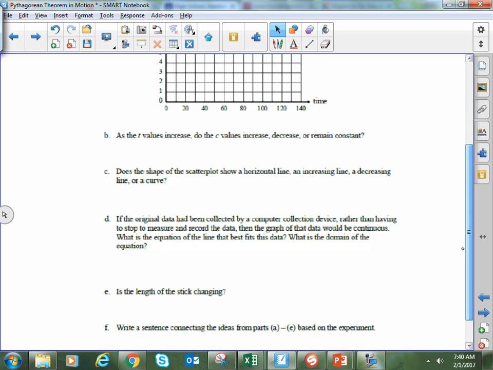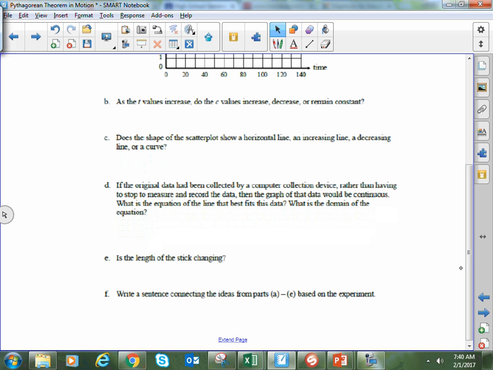Now moving down to the questions here: as t increases, do the values of C increase, decrease, or remain constant? Well, that remains constant. It's always 13 no matter where along the time frame that we're looking at along the x-axis. It's always 13. Well, what type of scatter plot do we show here? It's a horizontal line where y would equal 13, or really it should say where C is equal to 13, because we're looking at the side of the hypotenuse, which is the hypotenuse of C.